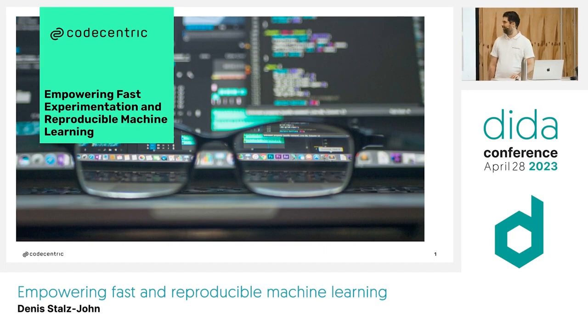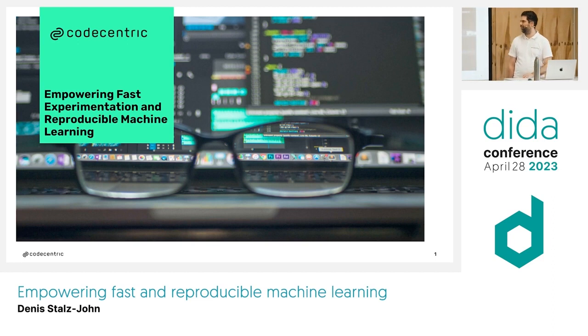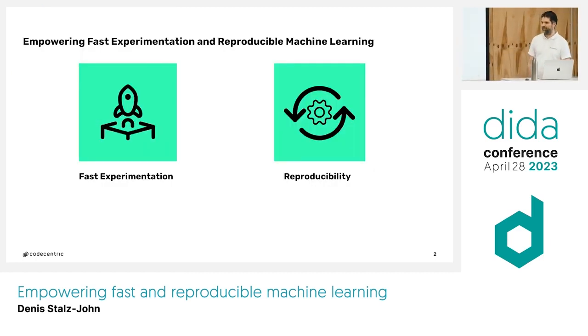As some may notice, I changed my title a bit: Empowering Fast Experimentation and Reproducible Machine Learning. So you won't hear anything about how to optimize your models, but you will hear how you can improve your experimentation cycle so that it gets faster. There are two main topics, as I said.